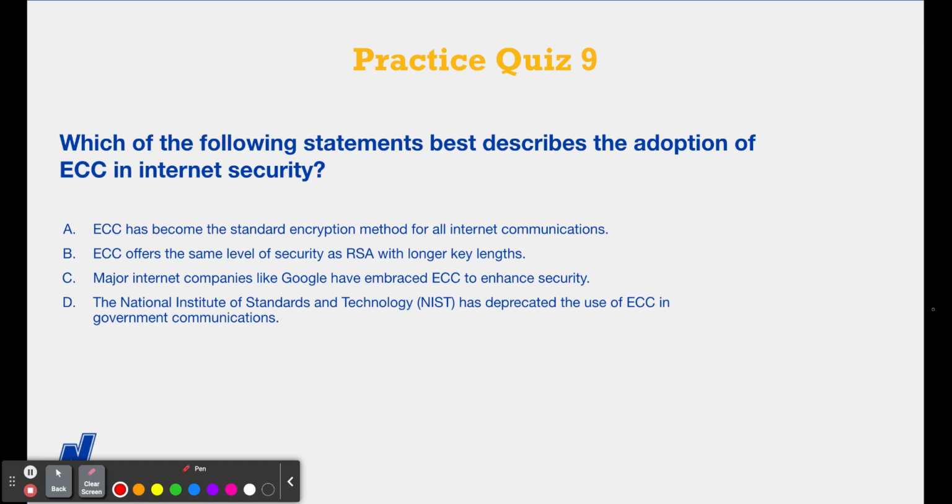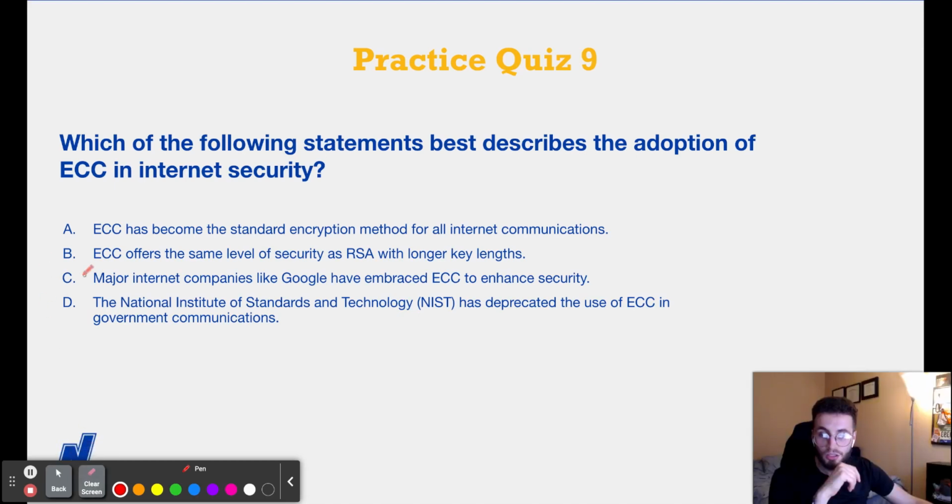So if you got the correct answer, then you would have selected C. Google has embraced ECC to enhance security. Now think about why the other ones aren't correct. The last one, D, says deprecated. This isn't true because we understand that NIST actually promotes this. So there's no way that they would deprecate it.